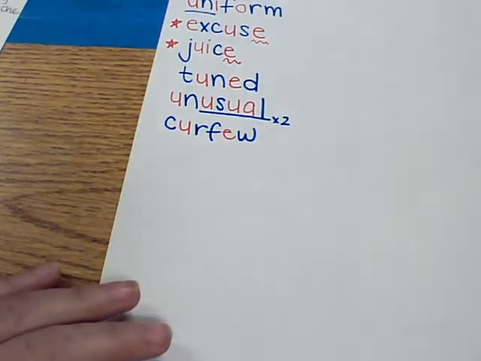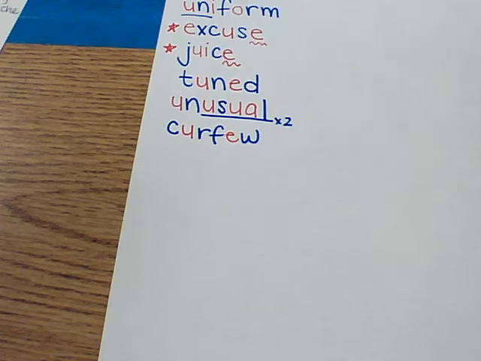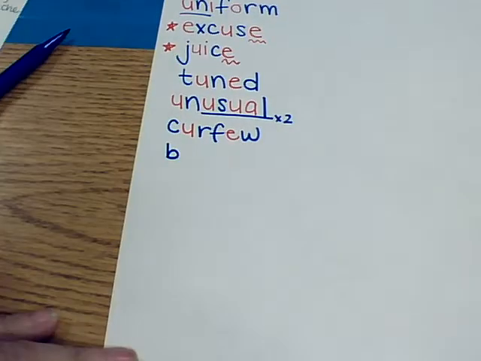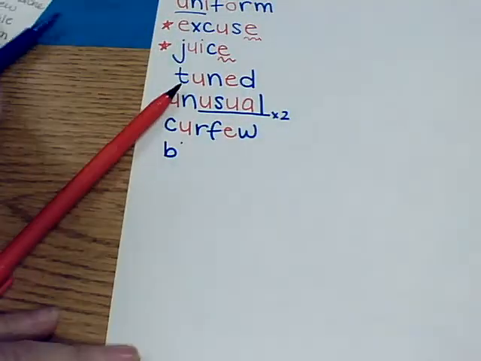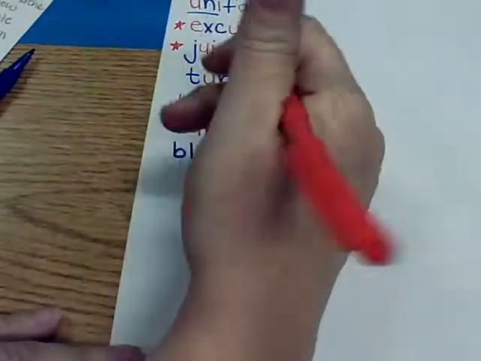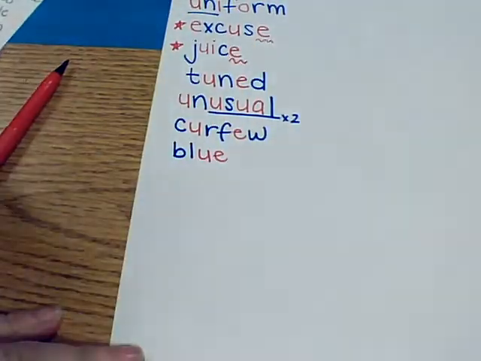Next we have blueberry. That is a compound word, so we have the word blue and berry. So blue. Oops, almost did a red L. So blue and then berry.